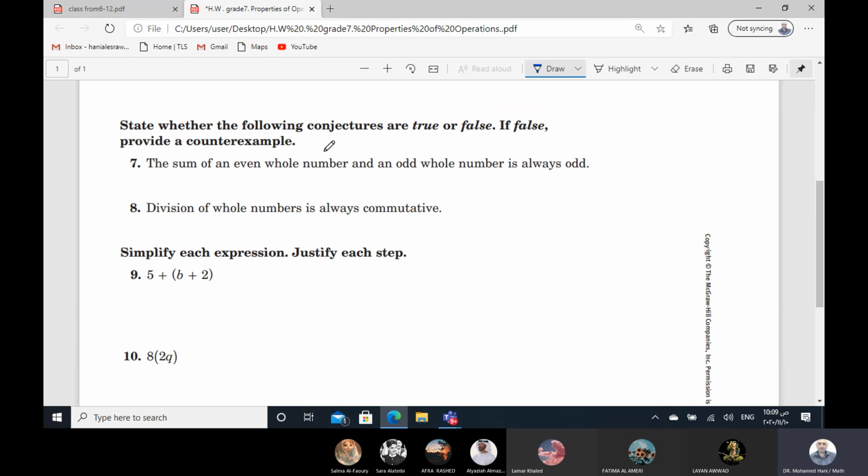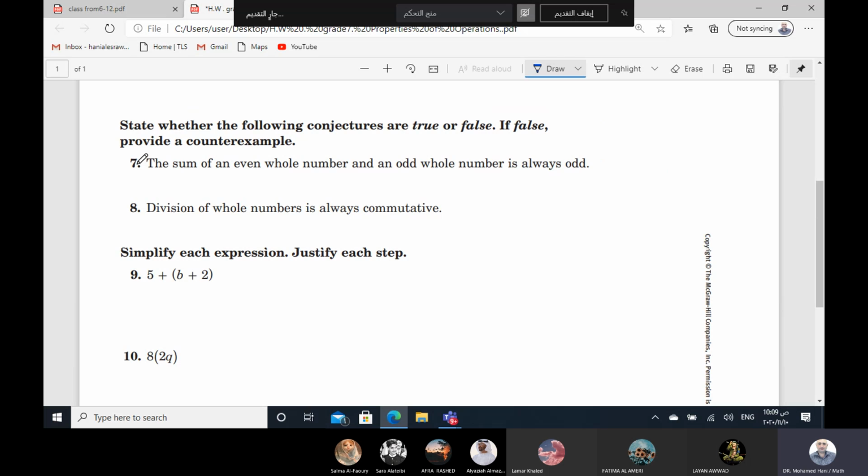State whether the following conjectures are true or false. If false, provide a counterexample.